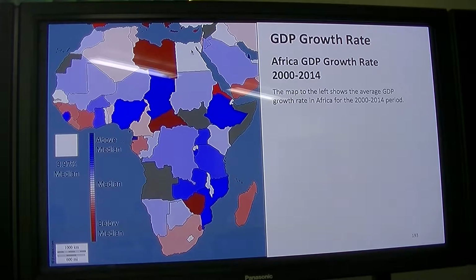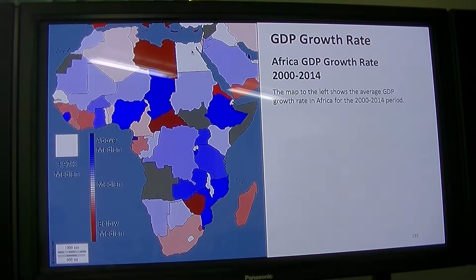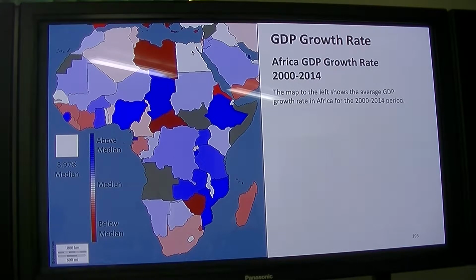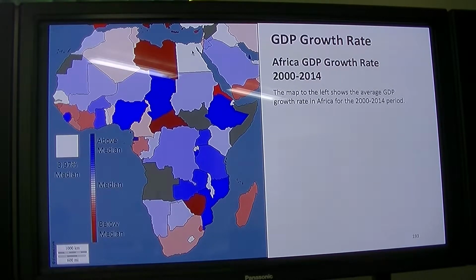Based on that, we've talked about general levels of GDP around the world. Now we're going to talk about GDP growth rate. This shows the period 2000 to 2014, and that's what we'll go over: the average GDP growth rate by continent, beginning with Africa.